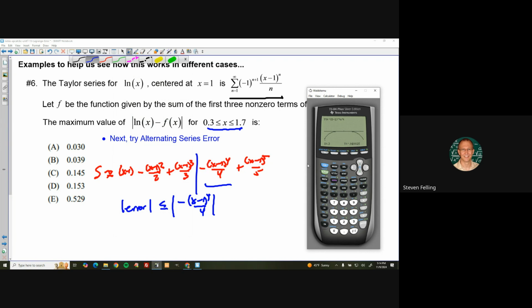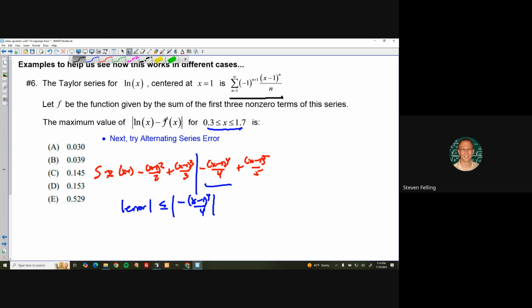And if I did the upper bound value, 1.7 here, at the upper end of the interval, I get the same thing. So unfortunately, considering this an alternating series does not give me any of the answers. So that one didn't work as well. Okay, so here's the problem.